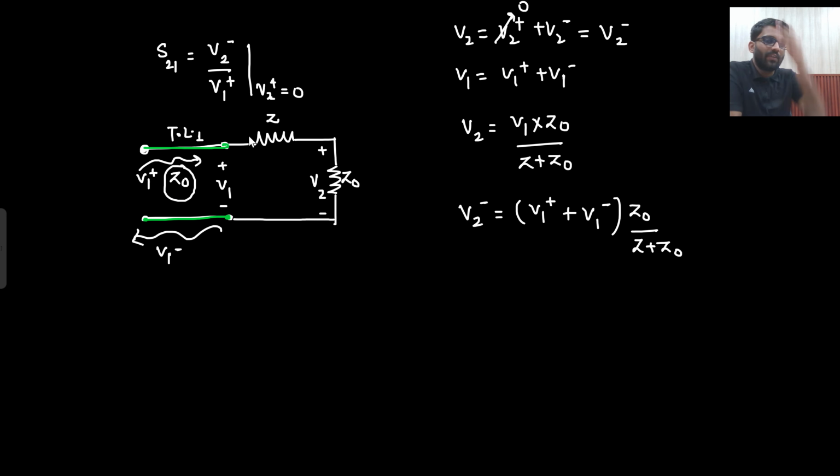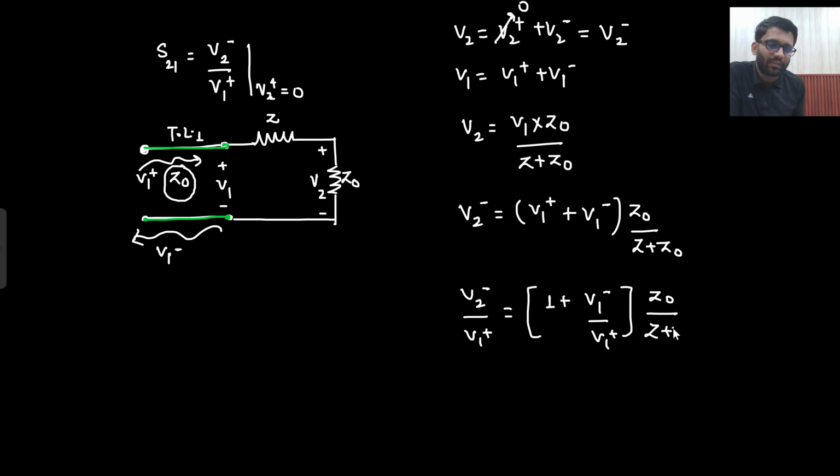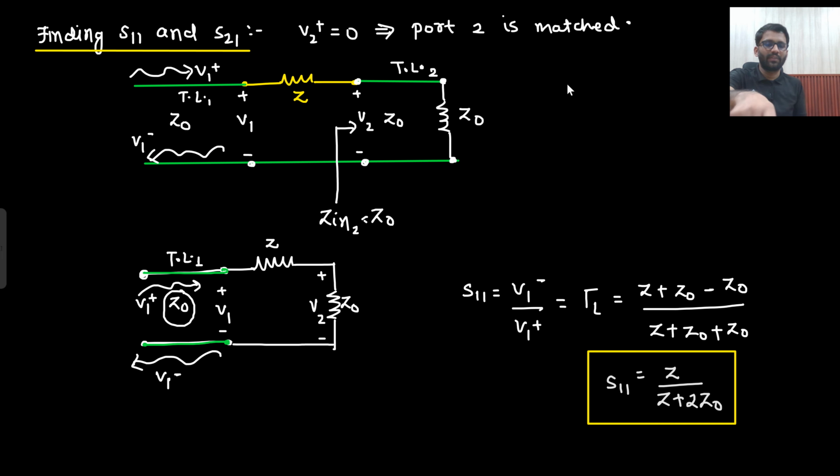Now I can divide V1 plus on both sides. So V2 minus divided by V1 plus. Why am I doing so? Because I need this expression. Dividing by V1 plus, here we get 1 plus V1 minus divided by V1 plus into Z naught upon Z plus Z naught. What is V2 minus divided by V1 plus? It is S21. We got V2 equals V2 minus because we have put V2 plus equal to 0.